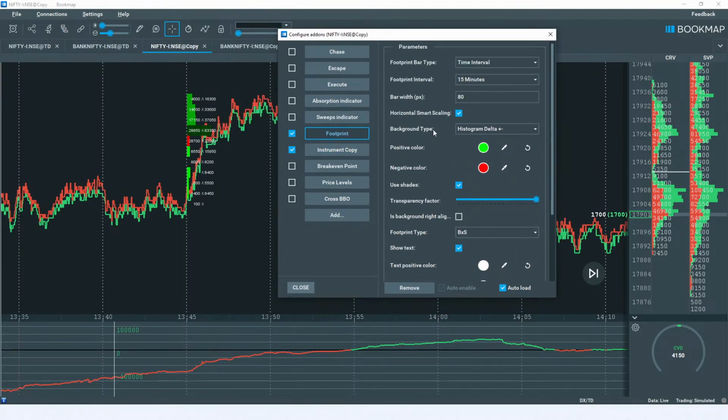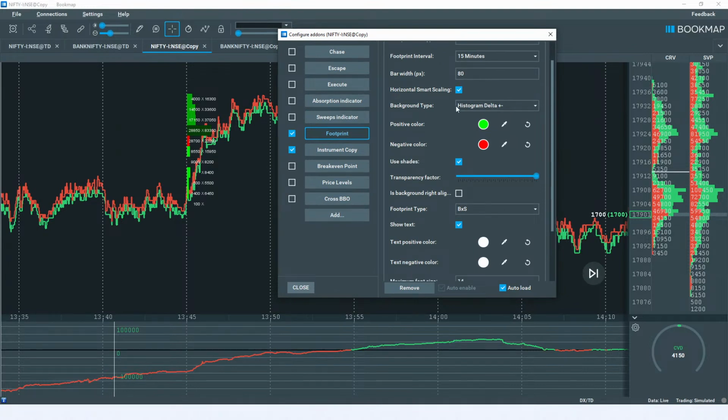So as we can see here, with respect to the background type, right now don't concentrate on the text, concentrate on the graphics. That graphics is nothing but the background type. Right now I have selected delta plus and minus. What it means is that at any given point of time, there will be market buy orders and market sell orders. That will be recorded and shown here.